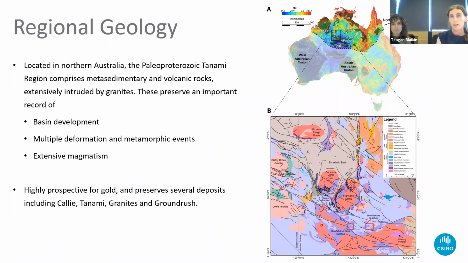So the Tanami region is located in Northern Australia, and it comprises Paleoproterozoic metasedimentary and volcanic rocks that have been extensively intruded by granites. And this area preserves a really important record of basin development, multiple deformation and metamorphic events, and extensive magmatism during the time the North Australian Craton was assembling. The area is also highly prospective for gold and preserves a number of deposits located in the Tanami, the Dead Bullock Soak, and the Granites goldfields.